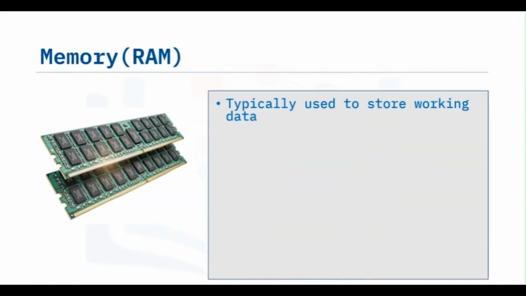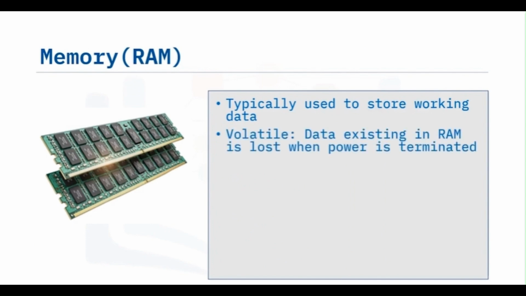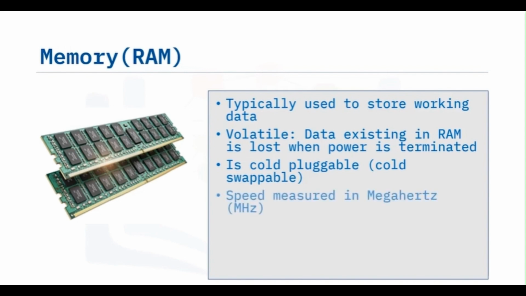Random access memory, or RAM, temporarily stores working data and machine code. Because RAM is volatile, any data existing in RAM is lost when power is terminated. RAM is cold pluggable or cold swappable. Cold pluggable or cold swappable means that the hardware is off or that the hardware is in a state of being without power. RAM speeds are measured in megahertz or millions of cycles per second.